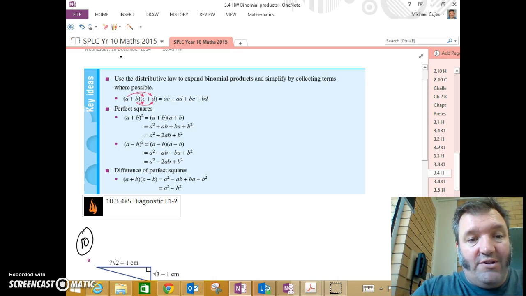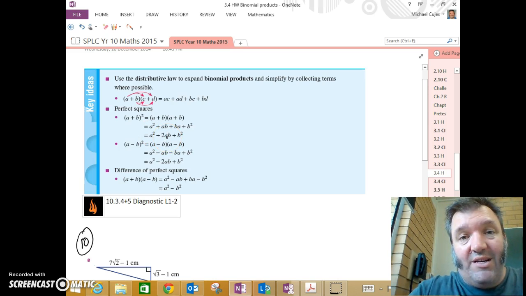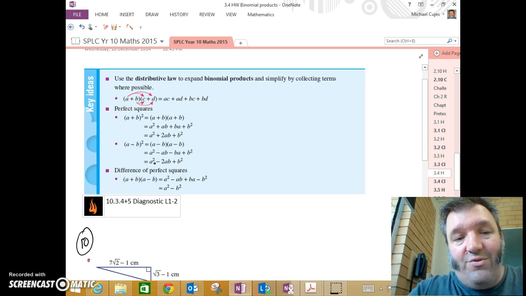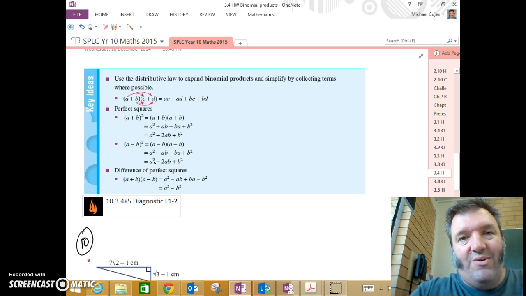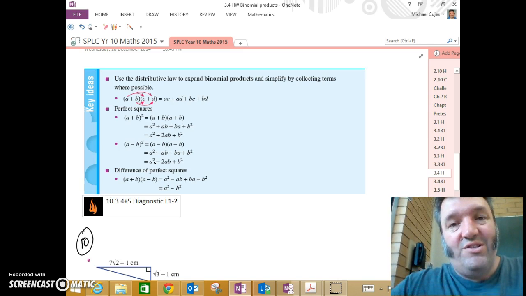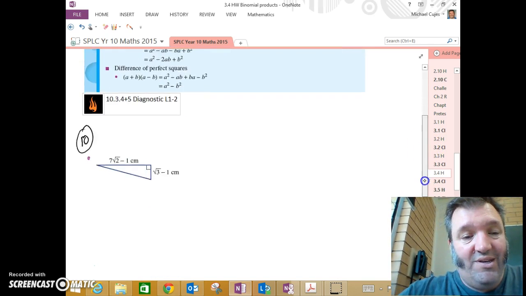Perfect squares. First number squared plus 2 times the first number times the second number plus the second number squared. If it's a minus, the only difference is it's a minus 2ab in the middle instead of a plus. And your favourite rule in maths, the difference of perfect squares. We'll do one of those just because you know I love them. Let's have a look at just a couple of the harder questions because really there's nothing too much to these.